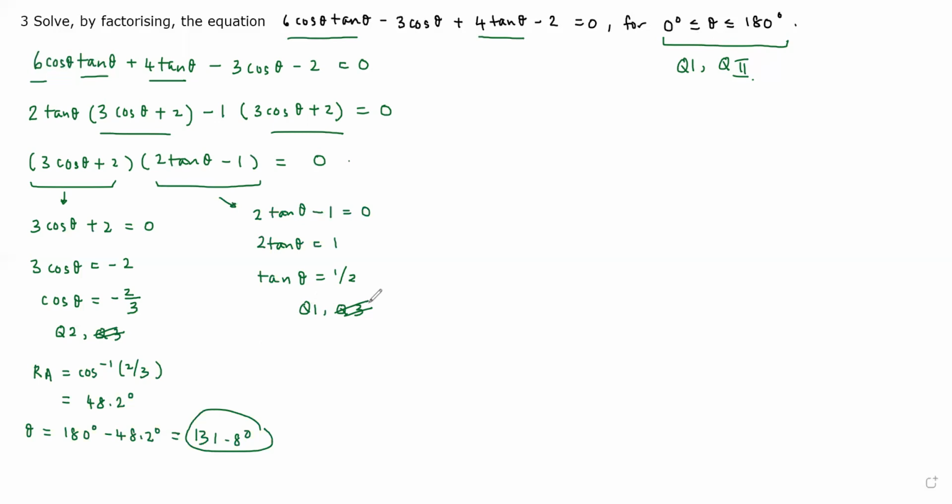We just find the inverse tangent. Since it is a quadrant 1 angle, that is inverse tangent of 1 over 2. That gives us a value of 26.6 degrees.